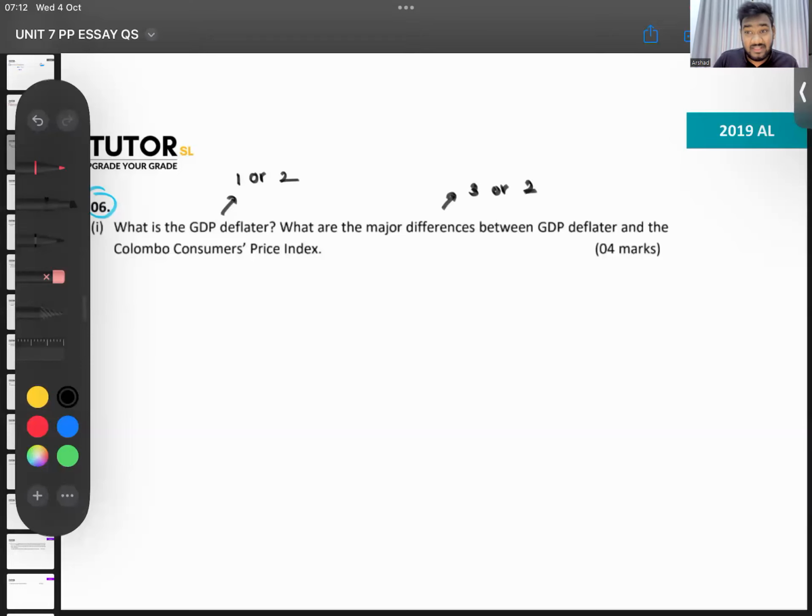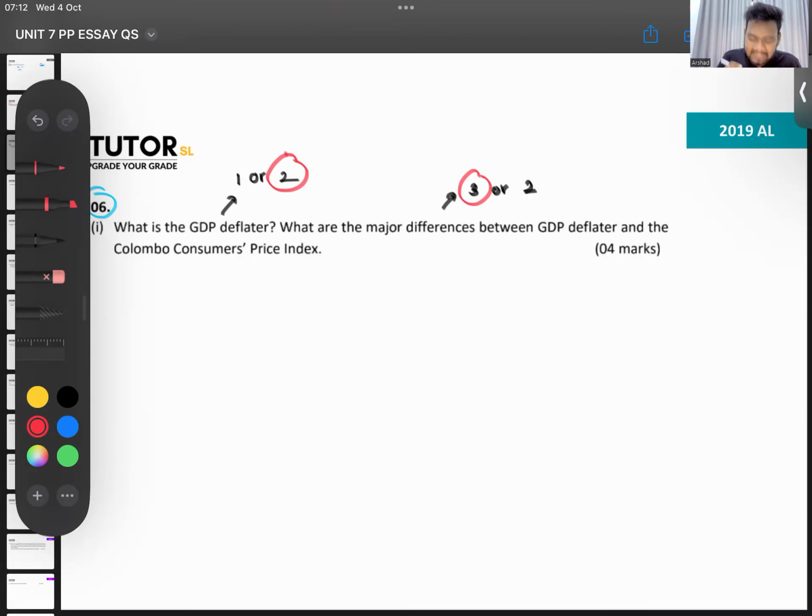Now, when we get the paper, we don't know how the marking scheme looks like. So we need to make an assumption. Remember what I have told you? Based on that, you answer it for the highest mark. You answer what is the GDP deflator for 2 marks, thinking that it's a 2 mark question. Give the differences thinking that it's a 3 mark question. So either way, however they allocate marks, you get the full marks. That has to be your strategy.